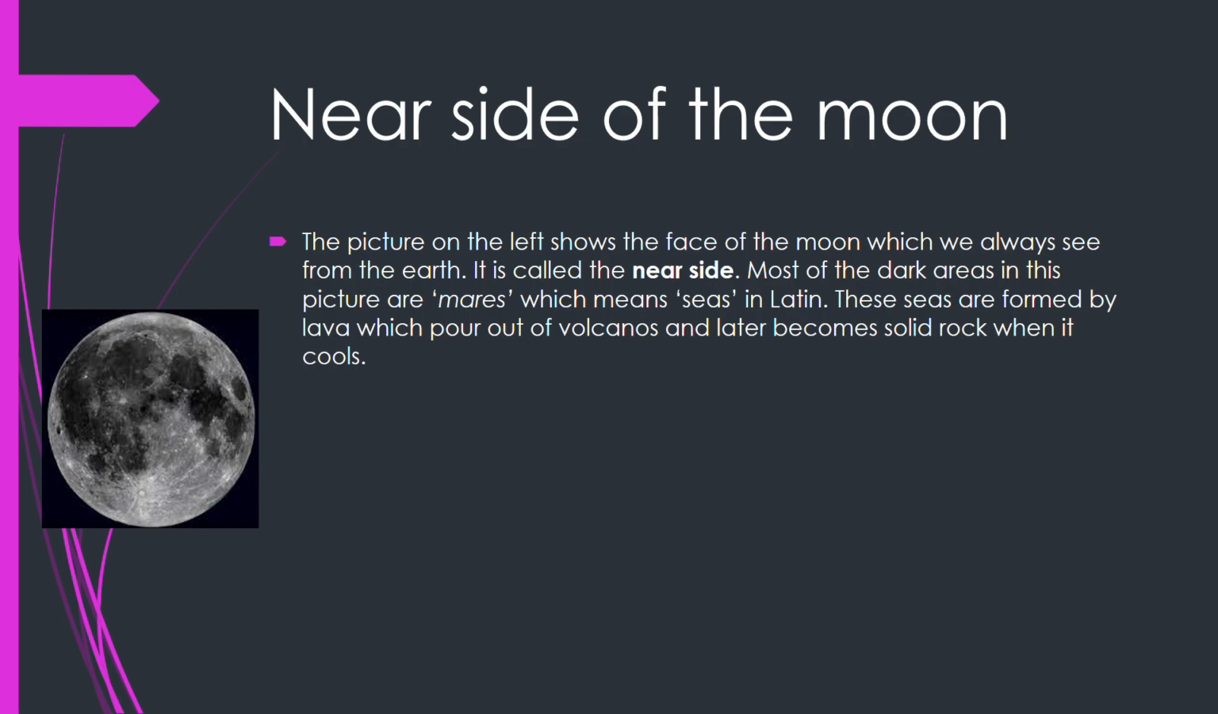Near side of the moon. The picture on the left shows the face of the moon which we always see from the Earth. It is called the near side. Most of the dark areas in this picture are called mares, which means seas in Latin. These seas are formed by lava which poured out of volcanoes and later became solid rock when it cooled.